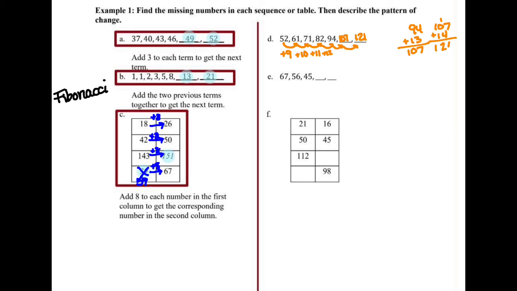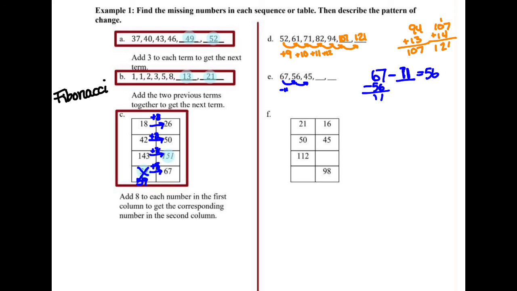Okay, on E, they're getting smaller, aren't they? So we're probably going to subtract. So what do you subtract from 67 to get 56? So this is 67 minus what gives you 56? If we subtract 56 from 67, we get 11, right? So if I put an 11 in here, does that work? And sure enough. So we're subtracting 11.